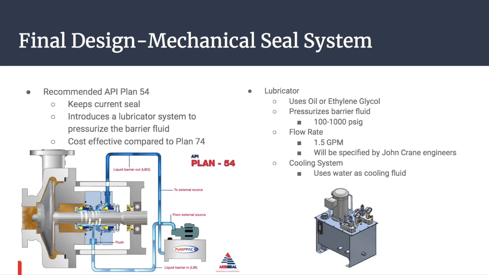This plan uses an external lubricator system to pressurize mineral oil or ethylene glycol. This lubricator system contains a motor, pump, and a heat exchanging coil that uses water. It is similar to Plan 74, but ultimately proved to be more cost effective.